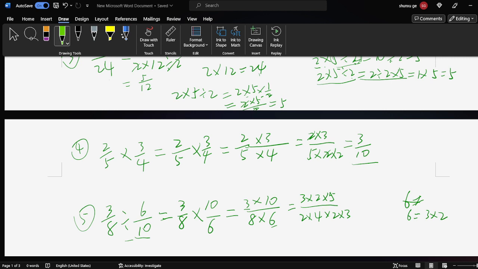So here, common factor, cancel. And here, 3, cancel, the same. So now we can write them together. So the numerator is 5. The denominator is 4 times 2 is 8.